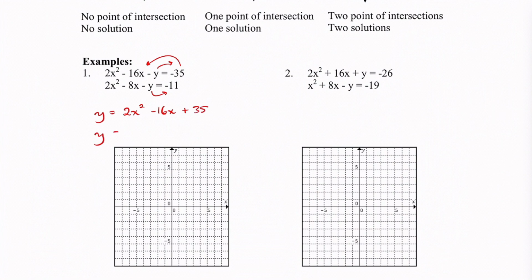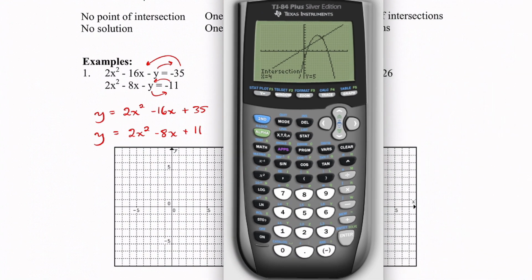For my second equation, I moved over the y, so it's now positive. And then on the other side, there was a 2x squared, a minus 8x. And then again, I'm going to move this negative 11 over, so it's going to become positive 11. So we'll get out our graphing calculator, go back into y equals, clear the last ones that we had, and then we can type these in.